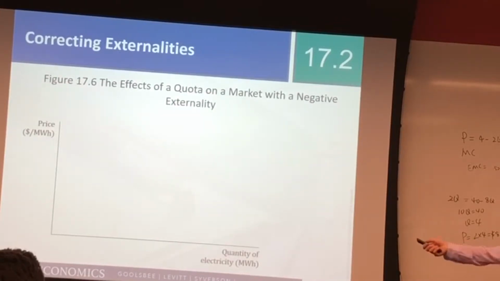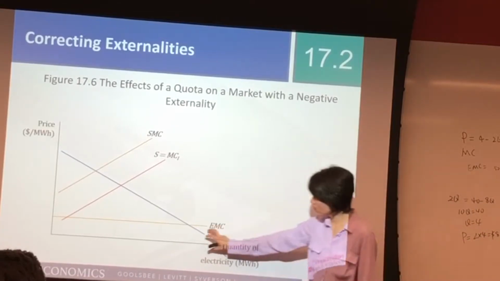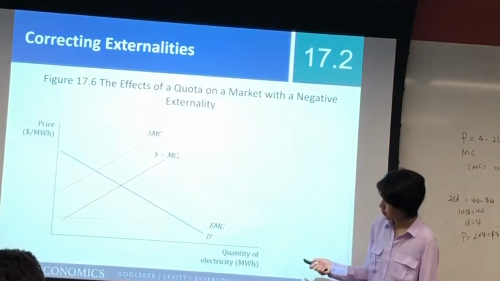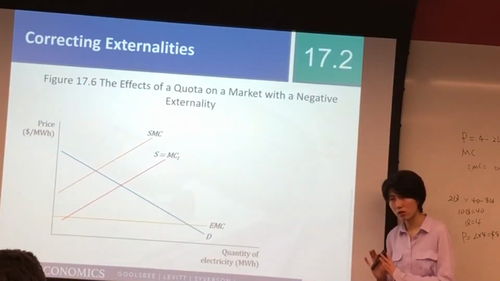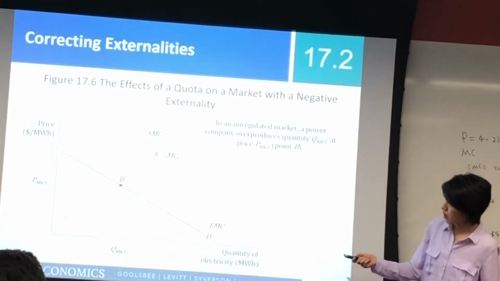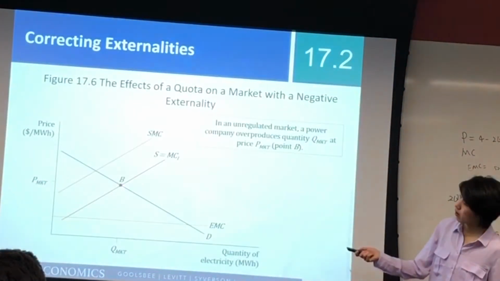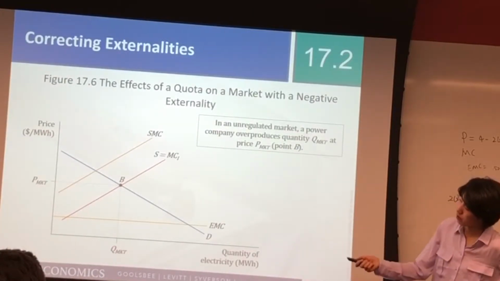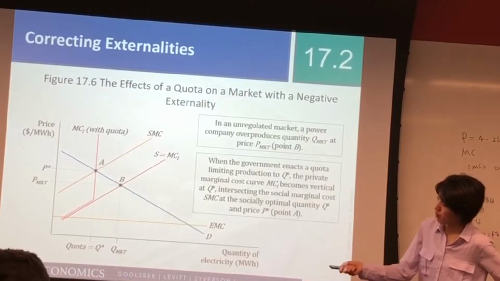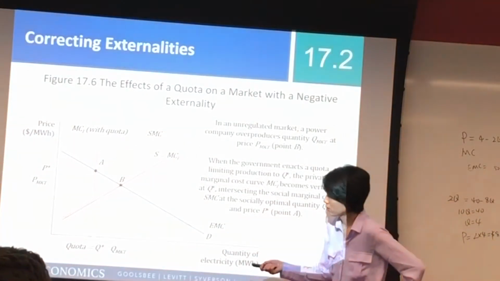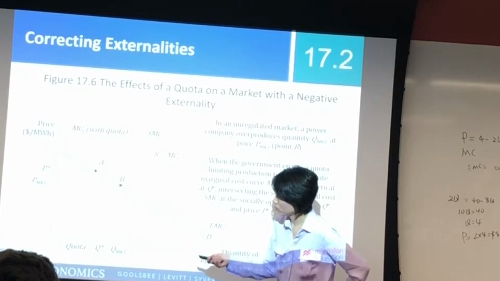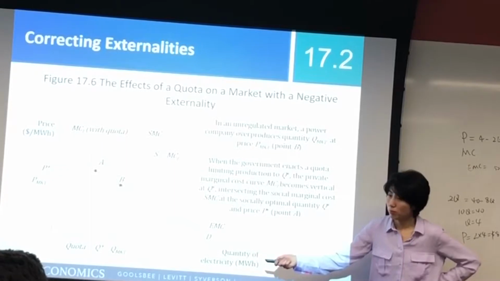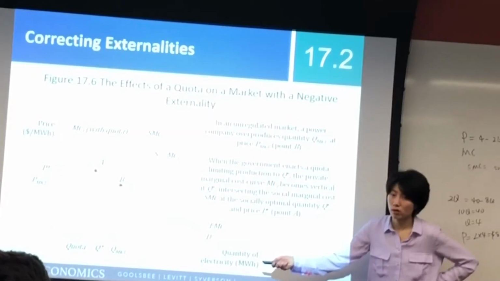So, effective quota on a market with negative externalities. This is the amount of external marginal cost, and this is the social marginal cost. If the information is complete, you get this Q market and P market. Right, this is the market equilibrium price and quantity. But if the information is complete to the policymakers, we set a quota equal to the optimal level of quantity, Q star.